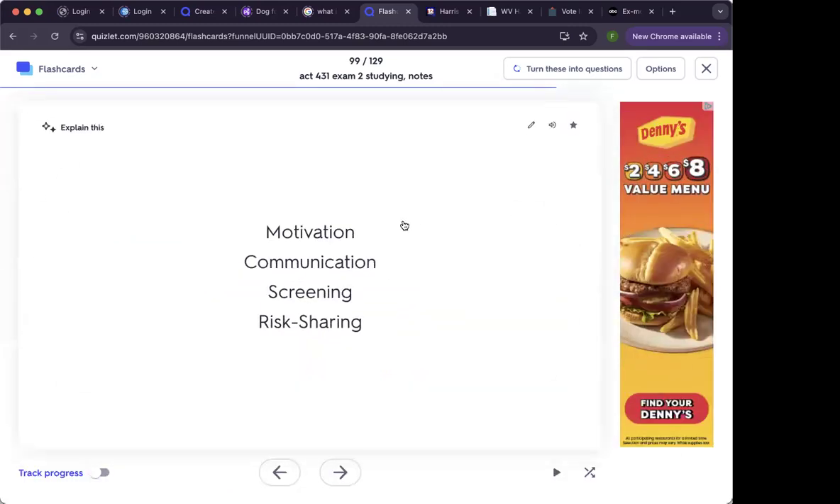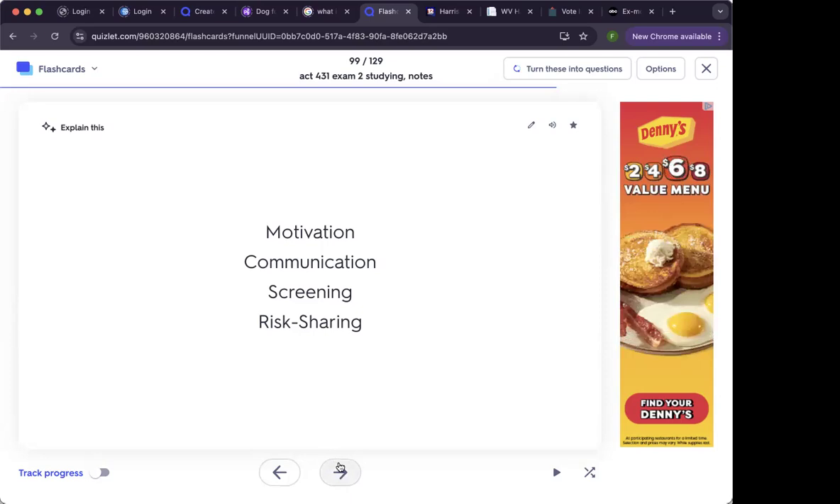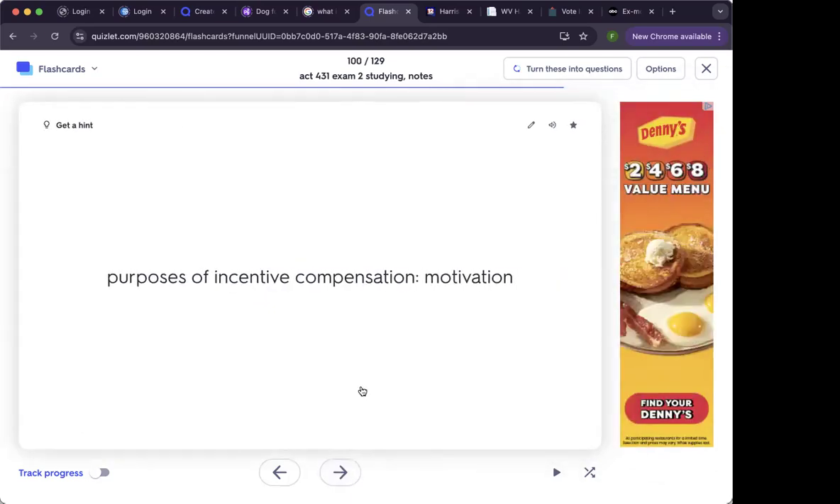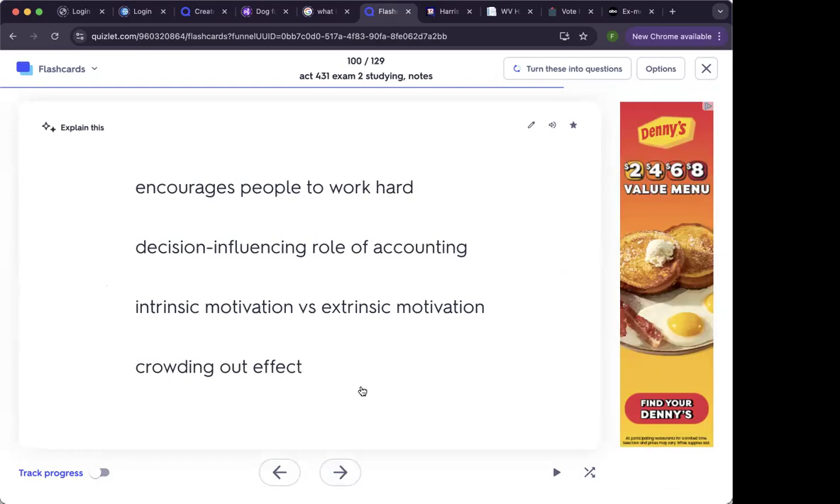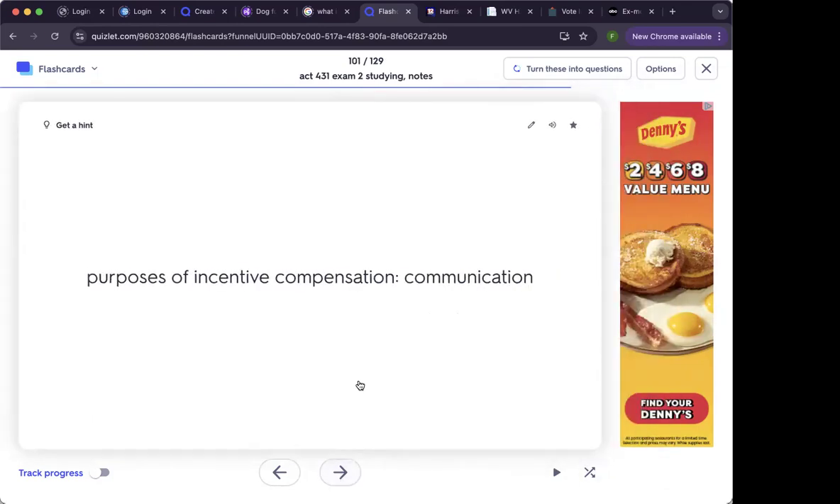Purposes of incentive compensation: motivation, communication, screening, risk sharing. Motivation encourages people to work hard. Decision influencing role of accounting. Intrinsic versus extrinsic motivation, crowding out effect.